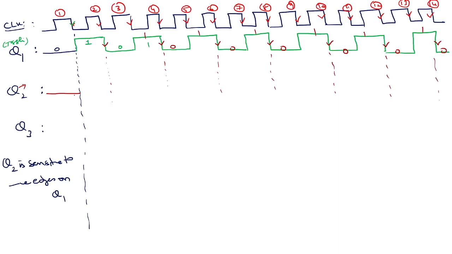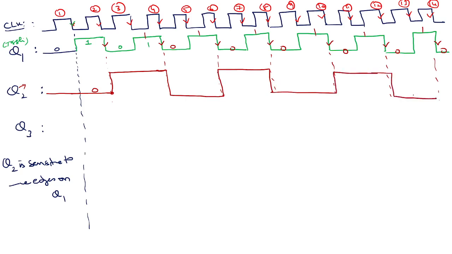So till this point Q2 will be 0, then it will rise to 1 because it sees a negative edge, then again it will come back to 0, then again come back to 1, 0, 1, 0, 1, 0, 0, 1, 0, right?